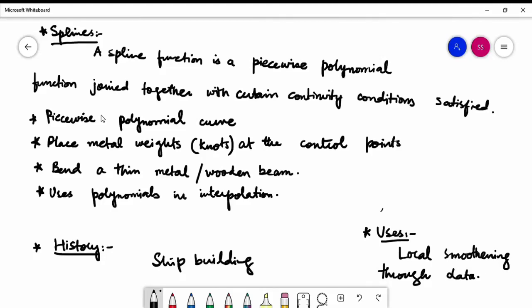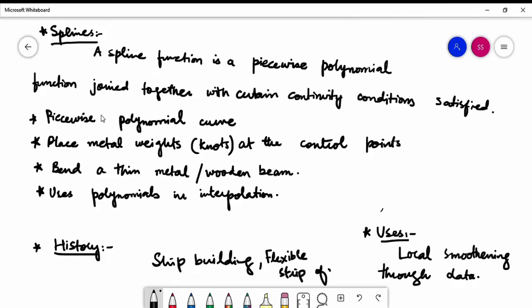So the solution was to place metal weights called knots at the control points and then bend a thin metal or wooden beam called a spline through the weights. So spline first replaced polynomials in interpolation. So what is the history of a spline? It was originally developed for shipbuilding in the days before computer modeling, and the term spline is extracted from the name of a flexible strip of metal.